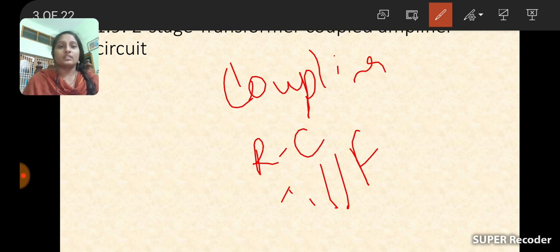If we are using a resistor and capacitor to connect the output of one stage to the next stage, then the amplifier is called an RC coupled amplifier. For the sake of coupling, we use a resistor and capacitor, so it is called an RC coupled amplifier. And the next one is the transformer. If we are using a transformer to connect the output of one stage to the next stage, then that is called a transformer coupled amplifier.